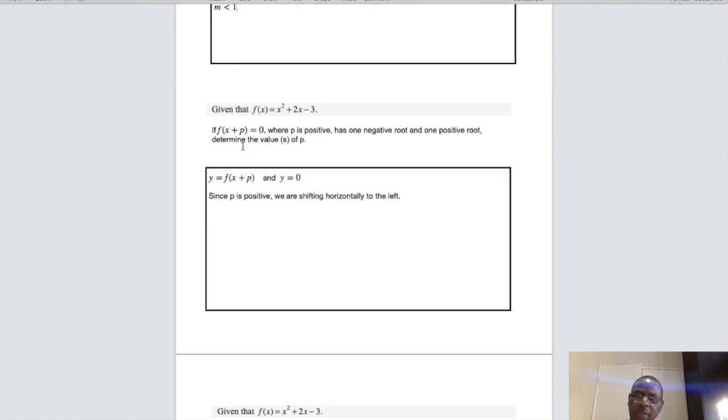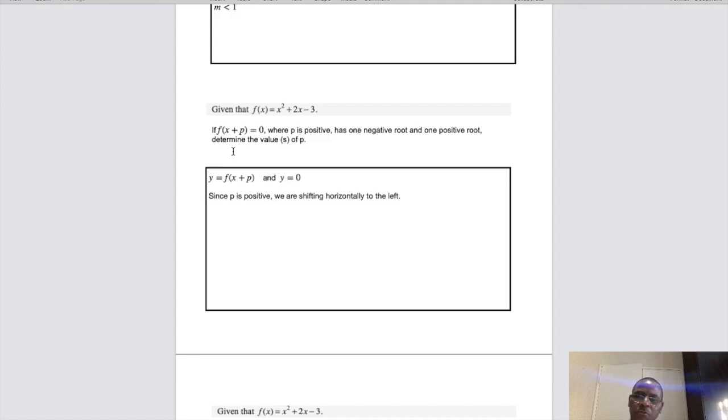In this question here, p must be positive. Now this time our graph is moving to the left and to the right, depending on the value of p. Now that equation f of x plus p equal to 0, we need to draw two graphs so that the two graphs will meet and give us a negative root as well as a positive root. So we need two roots. One root should be negative, the other root should be positive.